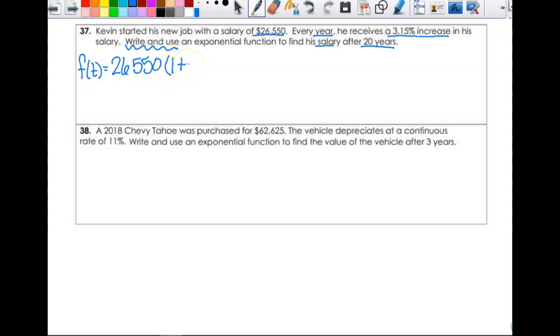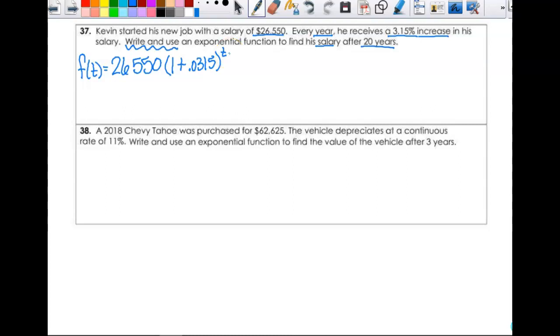And y'all, you have to know how to change percents to decimals. I cannot even tell you how many people miss things on that quiz because you don't know how to make a decimal out of a percent. I don't know how to help you with that. 0.0315 to the t power. That's us writing it. Then we are going to go and use it.